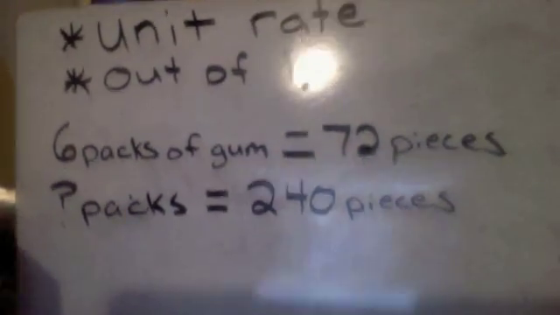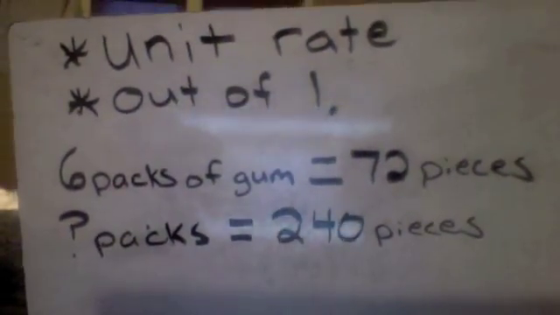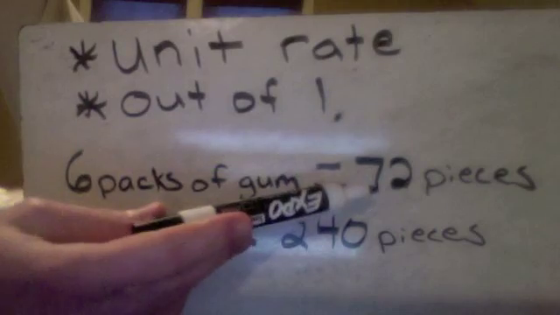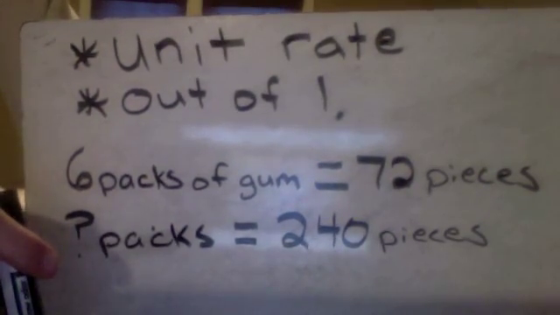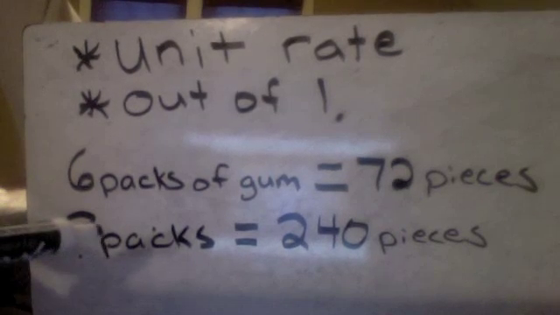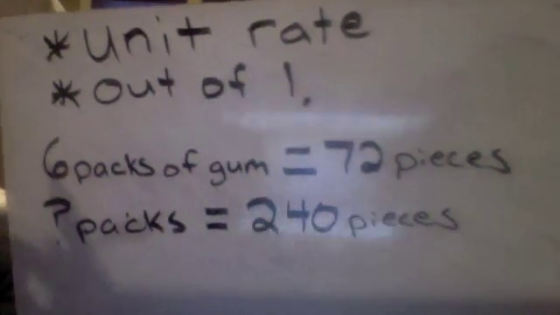All right, sticking with the same method, we're still going to find the unit rate, and we've got six packs of gum are the equivalent to 72 pieces of gum. And I want to know how many packs would be 240 pieces. So it's set up a little bit differently, but it basically works the same. We still have to find a unit rate.